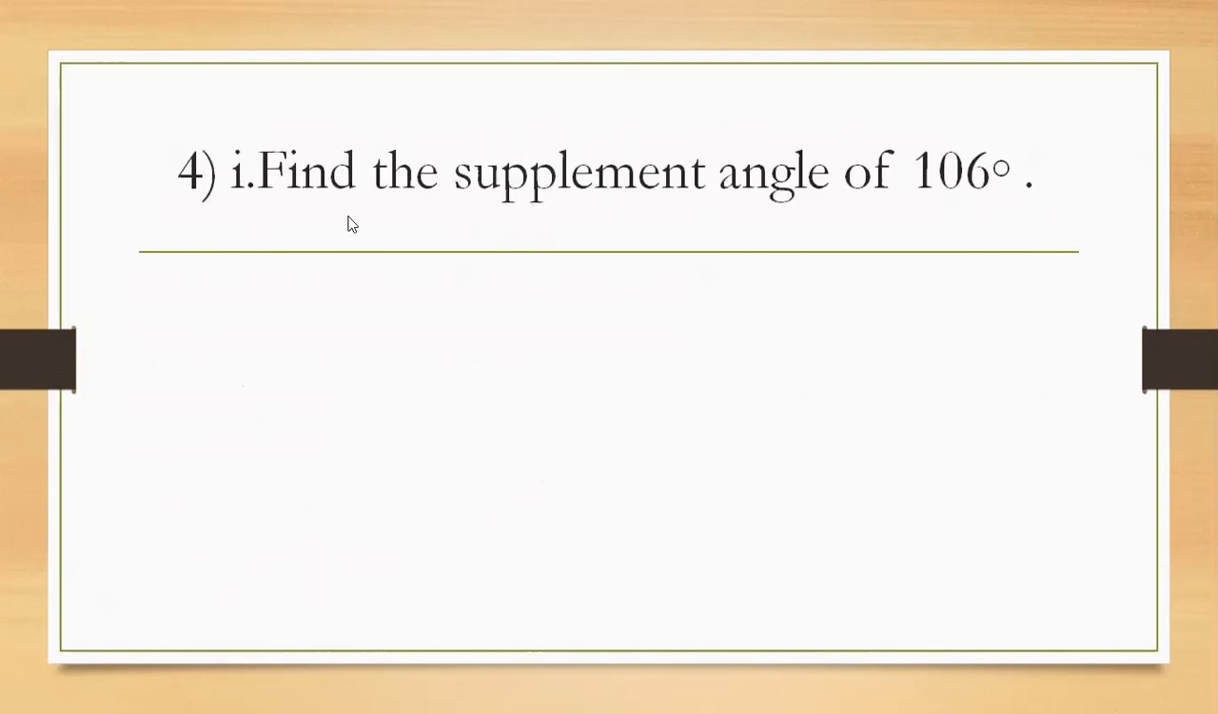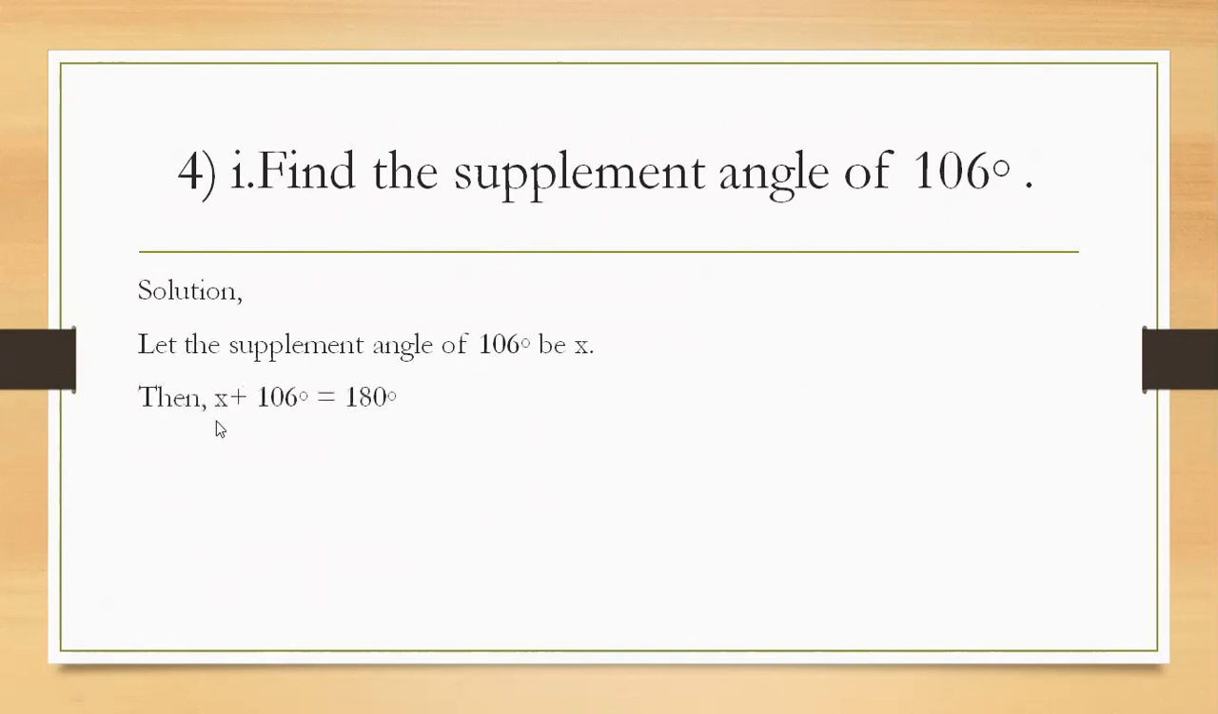And number four, look here: find the supplementary angle of 106 degrees. As I told you, when you add the supplementary angles, the sum must come to 180 degrees. And when you add these two, it will come 180, then subtract it, and you will get 74 degrees. 74 degrees is the supplementary angle of 106 degrees.